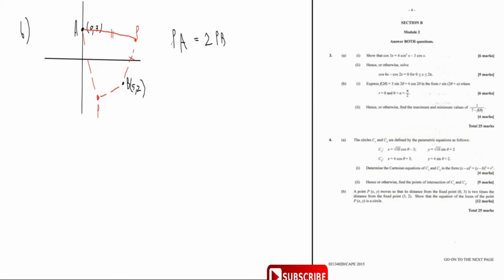All right, so now we know how to find the distance between two points. Going back to CSEC maths, it's the square root of (x1 minus x2) all squared plus (y1 minus y2) all squared. P is the point (x, y). So it is the square root of (x minus 0) squared plus (y minus 3) squared, and that is equal to 2 times the distance from P to B. The distance from P to B is the square root of (x minus 5) squared plus (y minus 2) squared.